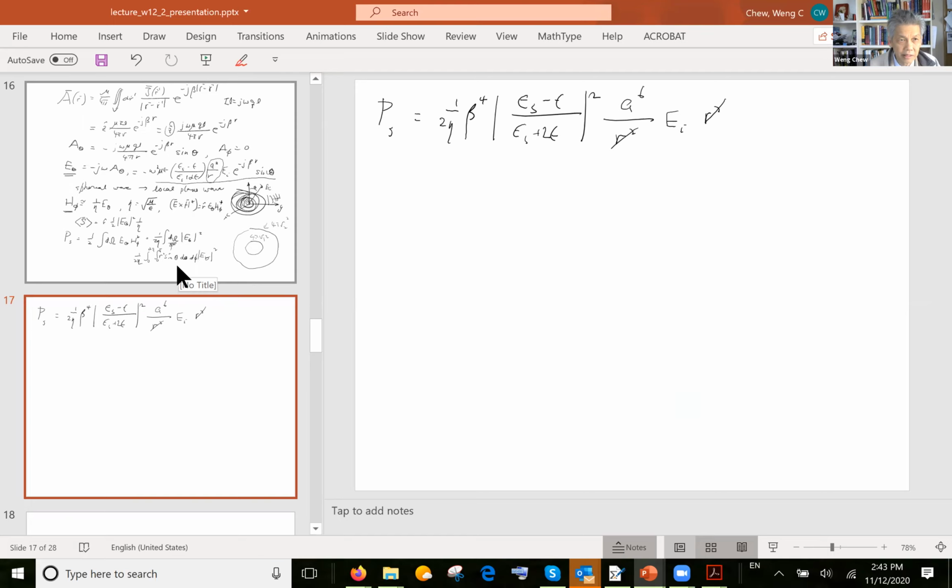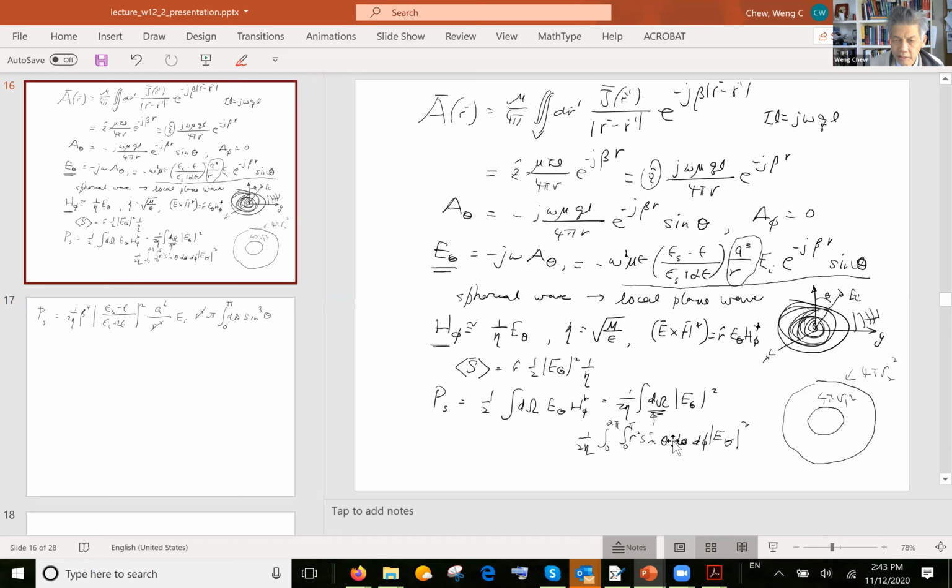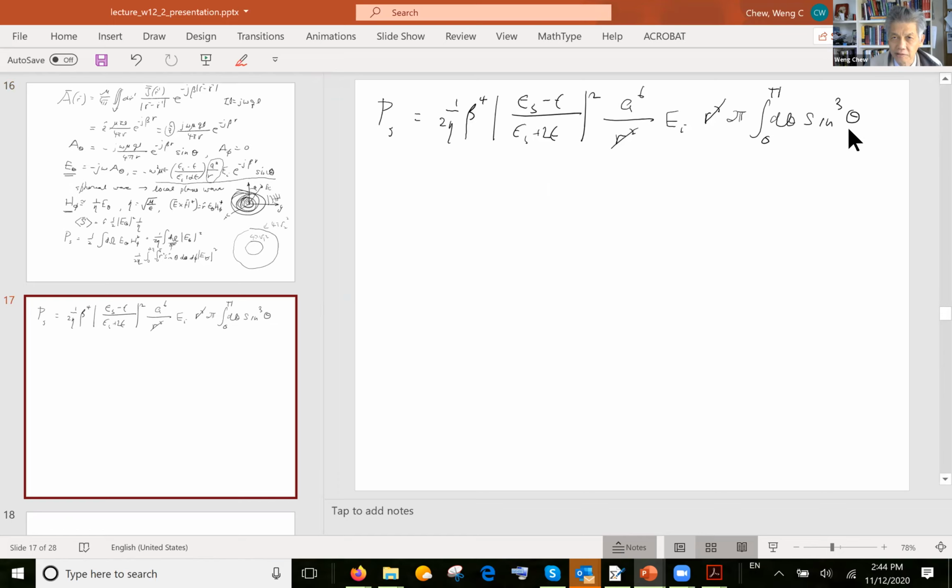You have to perform this integration. The phi integration is very simple because the problem is independent of phi. So the phi integration just gives you 2 pi. And then you have to do the theta integration. The theta integration gives you sine squared theta from 0 to pi. Actually, sine cubed, I'm sorry, sine cubed. The reason it's sine cubed is because there's a sine squared coming from here, and a sine theta coming from d omega. So finally, you have this sine cubed integration.